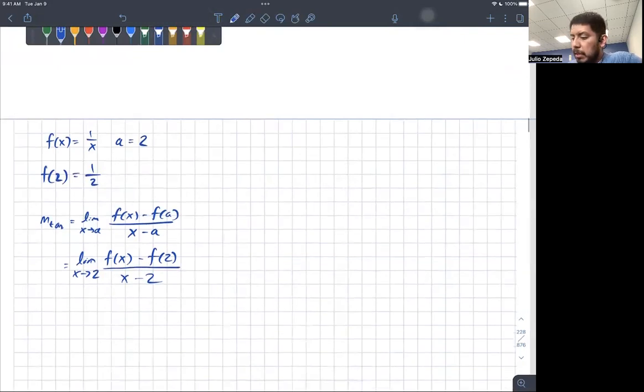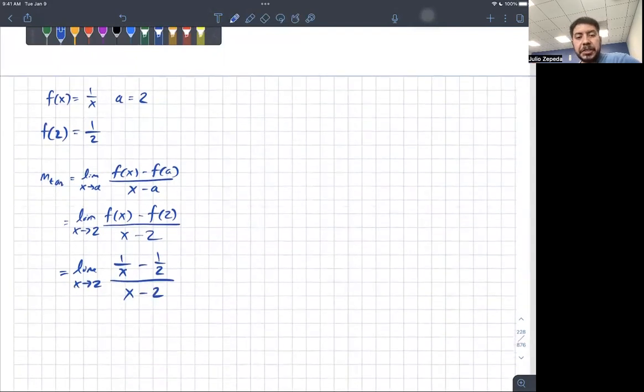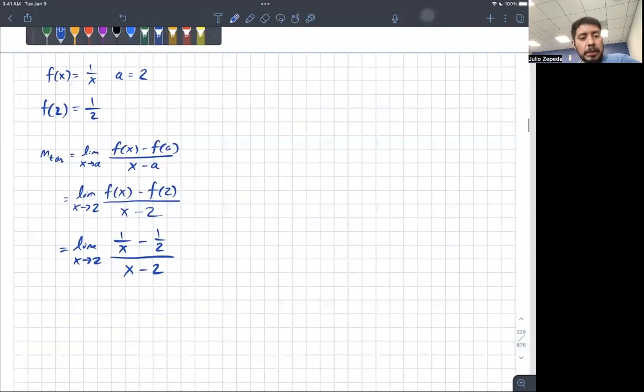Okay, so let's go ahead and plug everything in. The limit as x approaches 2 of f of x, that's 1 over x, minus f of 2, 1 over 2, divided by x minus 2. And so how do we deal with this? Fractions inside of a fraction. We saw this on the homework. If you're in the class here, you've seen complex fractions. And what we can do here is just multiply by the least common denominator. The least common denominator here is 2x.